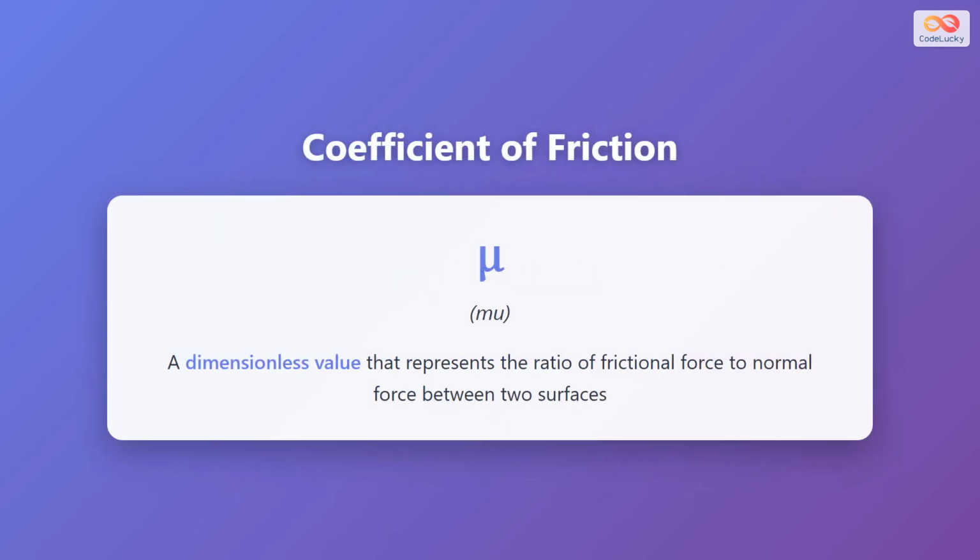The coefficient of friction, represented by the Greek letter mu, is a dimensionless value that represents the ratio of frictional force to normal force between two surfaces. Mu has no units because it's simply a ratio of two forces. Different material combinations have different coefficients of friction. For example, rubber on concrete has a high coefficient, meaning lots of friction, while ice on ice has a very low coefficient, meaning very little friction. The coefficient tells us how grippy or slippery two surfaces are when they interact.